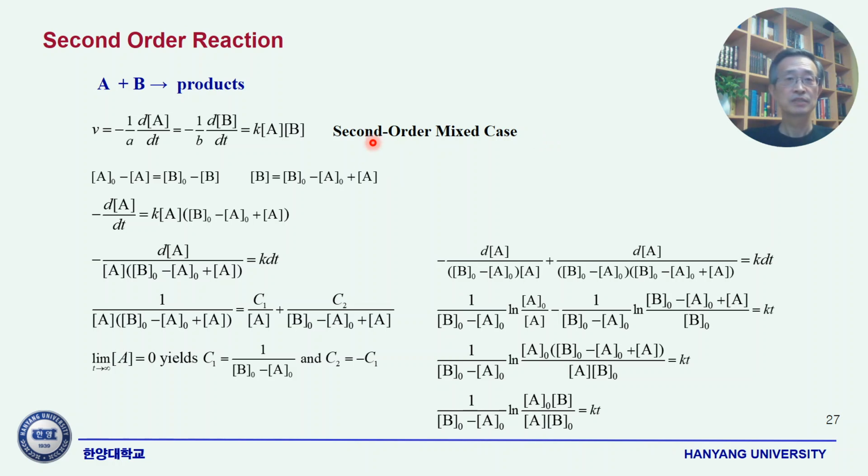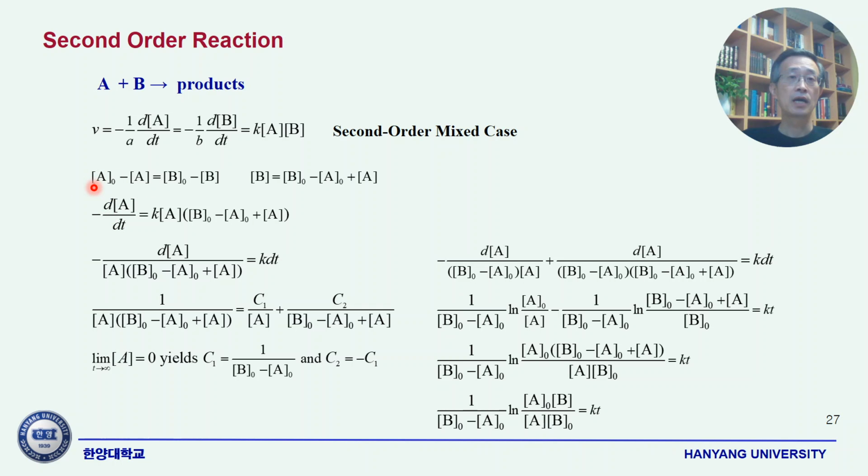Okay, so for the second order mixed case, the differential equation or rate equation is v equals 1 over the stoichiometric coefficient, 1 over A dA/dt equals minus 1 over B dB/dt equals k[A] first order, [B] first order. In this case, the coefficients for A and B are both 1, so we can just utilize minus dA/dt instead.